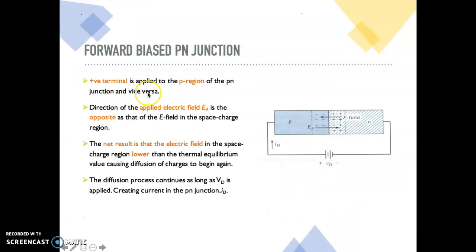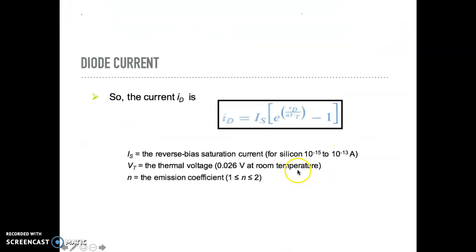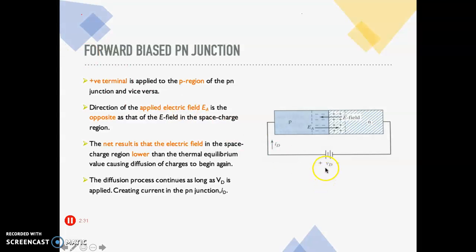So as we can see here, this is a forward bias. You apply here positive and here negative. Okay, so what will happen? The hole here will be repelled and move towards inside. The electron here will be repelled and move towards inside. Then the depletion region becomes smaller. In this explanation, we're talking in terms of electric field. So your electric field will be much lower, and that's why you can have the current.